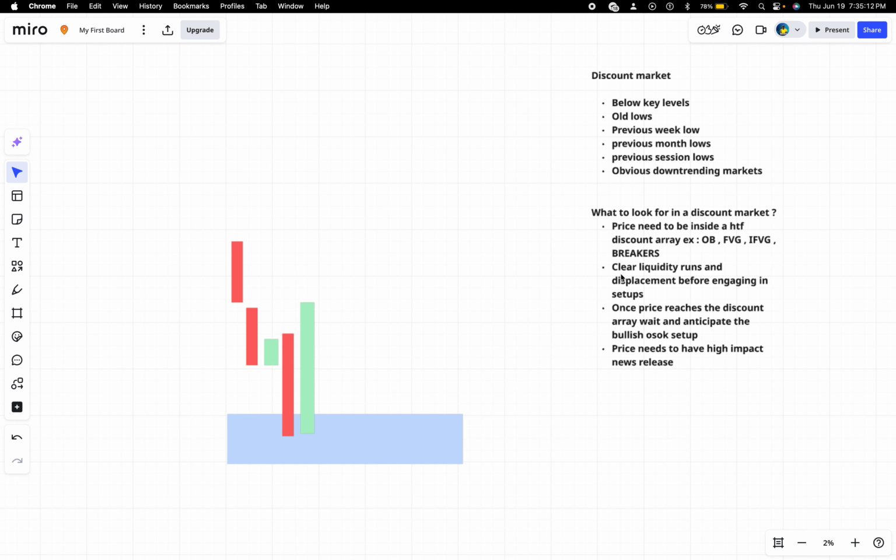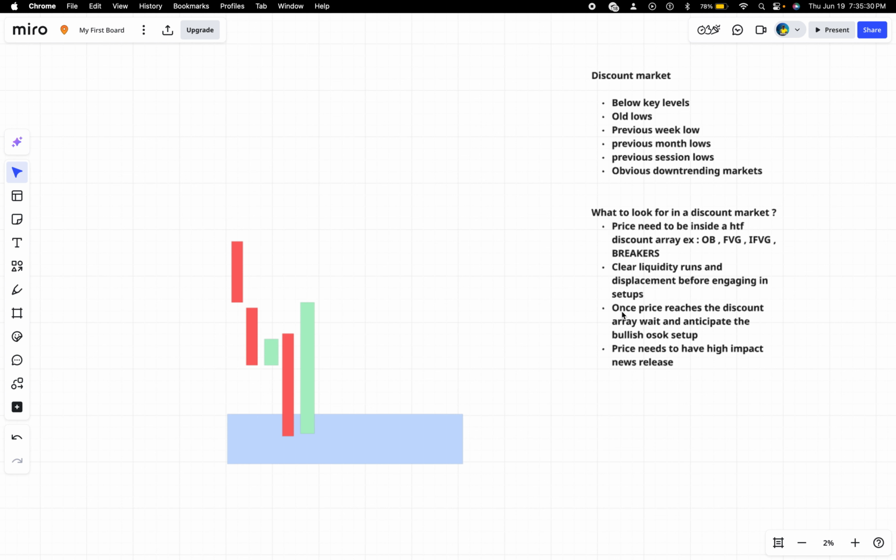Now, you want to make sure that you are seeing your displacement on the daily chart. Throughout this boot camp, I will teach you guys how to do top-down analysis, and I'm going to teach you guys how to read the higher time frame charts. So once again, guys, you want to see clear liquidity runs and displacement before engaging in setups.